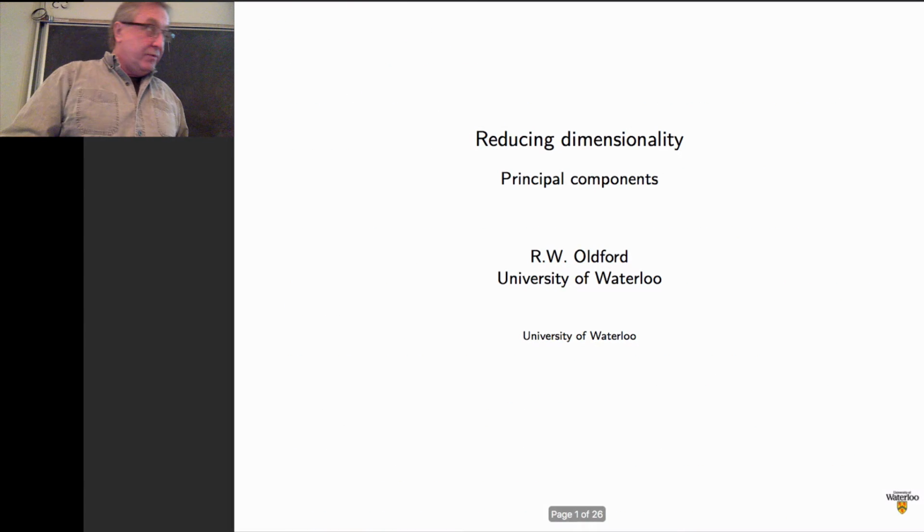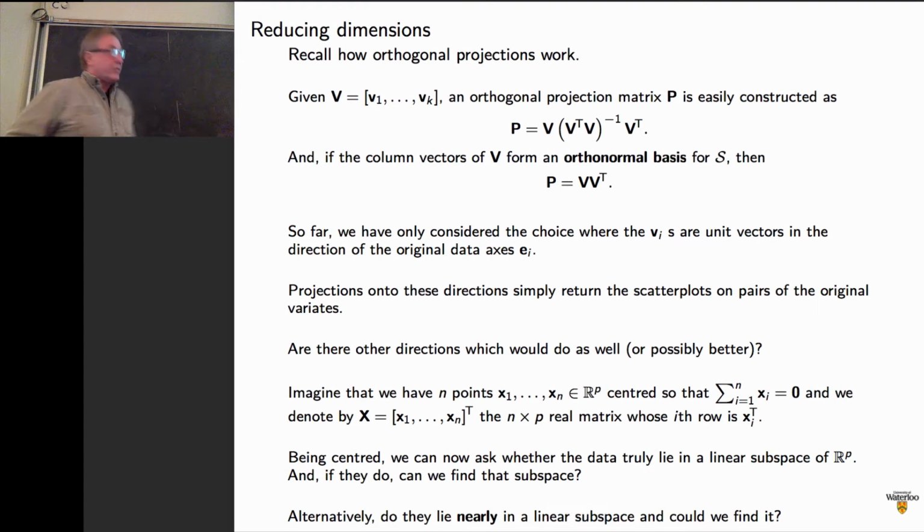How many people have seen principal components before? Oh, about a third. Okay, so we'll go through this kind of slowly.